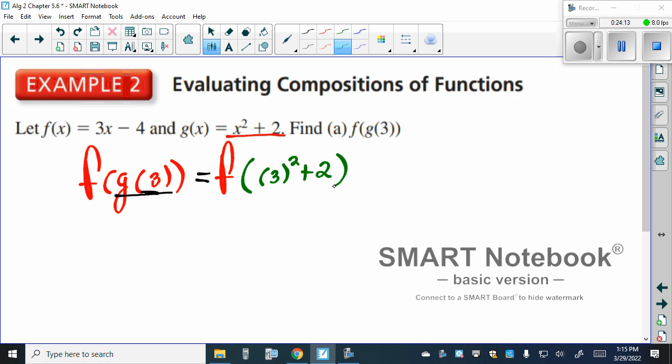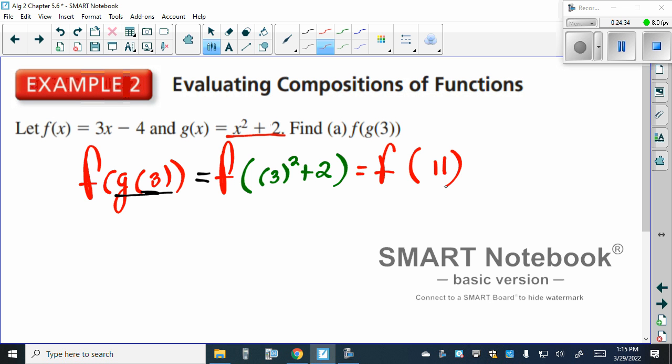Well, can we simplify 3 squared plus 2? Because 3 squared is 9, plus 2 is 11. So what we have is f of 11.